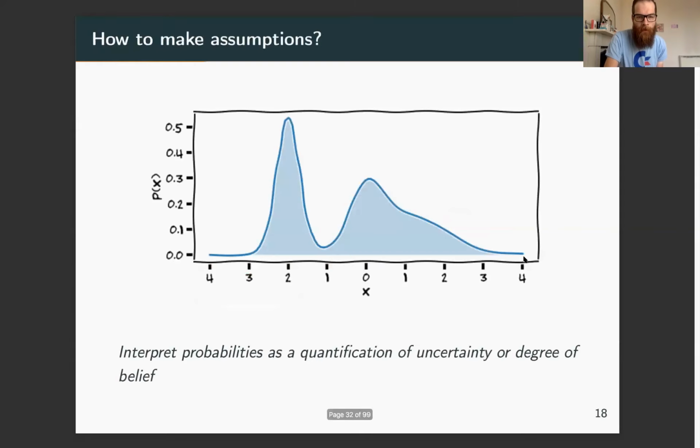Okay. So now comes the next thing. If we then believe that assumptions are something that we need, how do we quantify them? How do I actually parameterize assumptions? And one way is to parameterize them using probability distributions. So this is an interpretation of probabilities as a quantification of uncertainty or a degree of belief. That means this has nothing to do with frequency. It simply means if I've got an input space X, the density that sits over this is how much I believe in X taking this specific value.